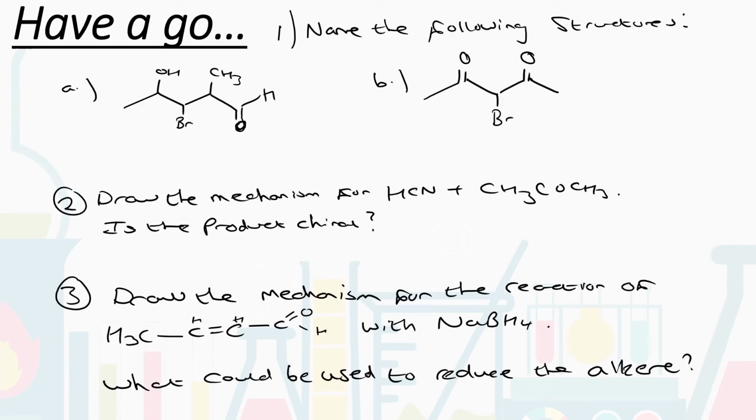So, time to have a go at some questions. If you'd like to have a go, pause the video and the answers will be on the next slide. But we have some naming questions to do, drawing the mechanism for a couple of different things. One of them is using HCN, and the other is using sodium borohydride.